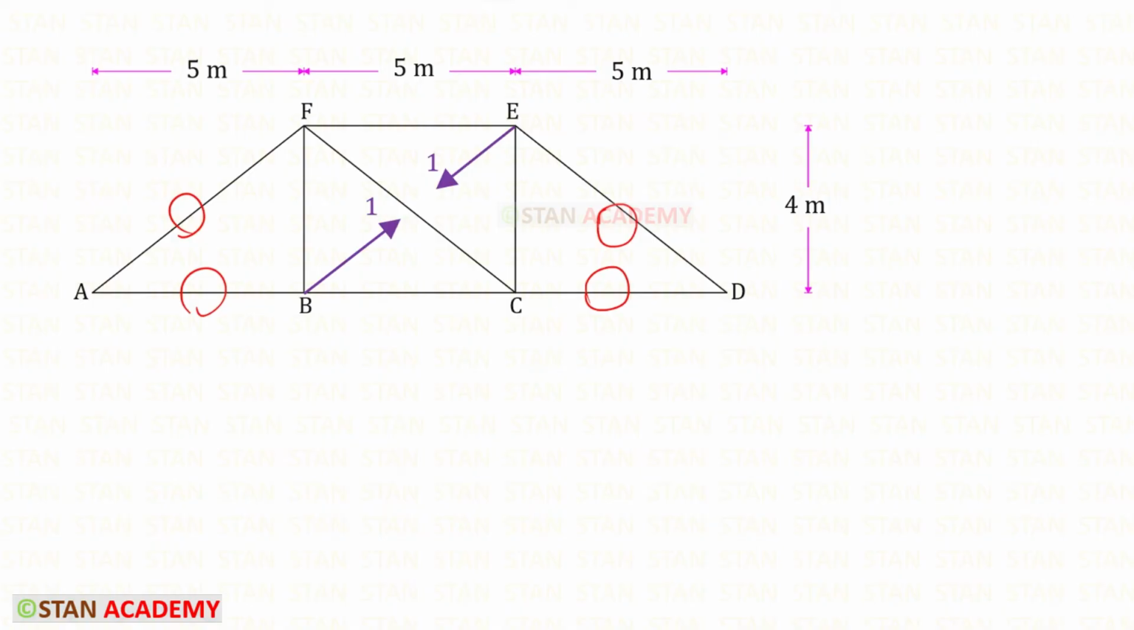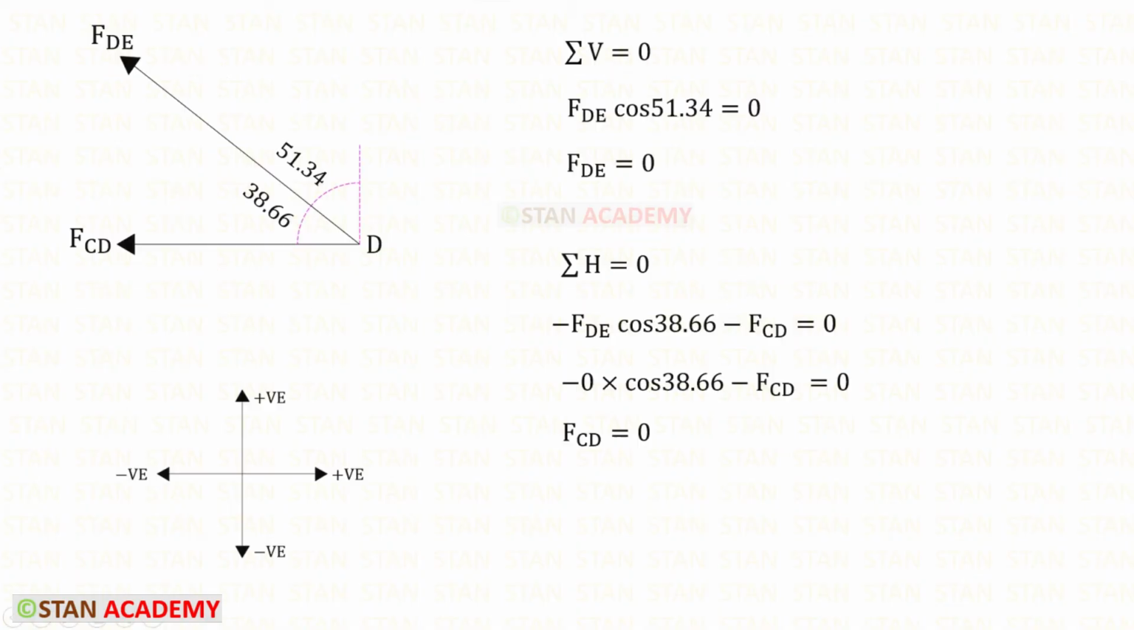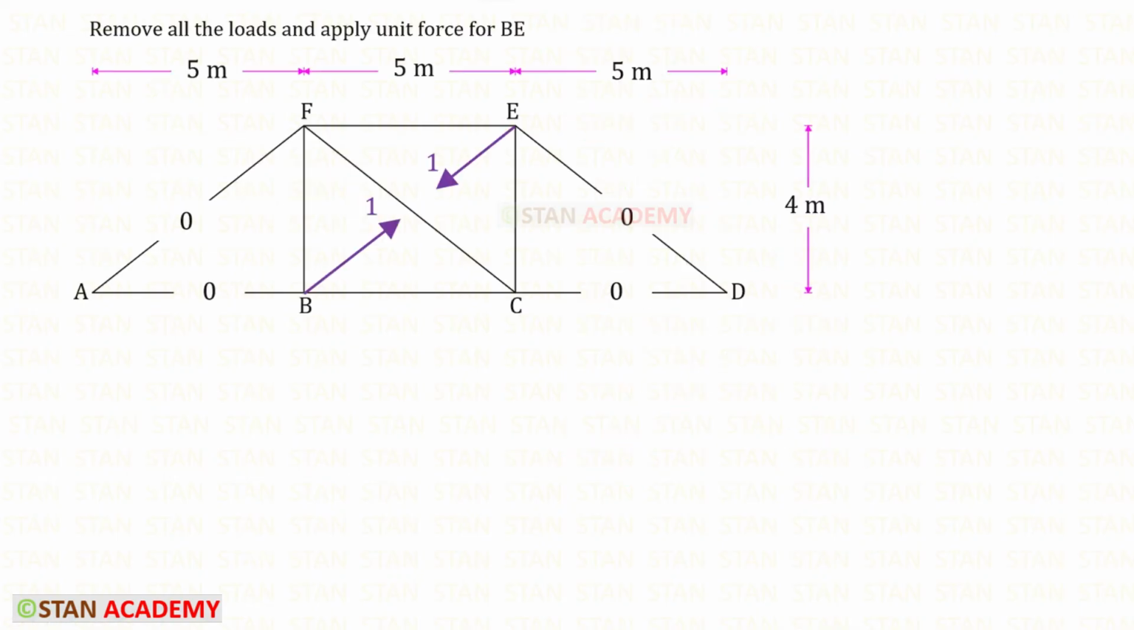It will be very helpful for you to find the zero force members and how to find the member forces with the shortcuts. If you cannot find the zero force members using the shortcuts, let us take the joint D and see how the member forces will become 0. When we use this rule, FDE will be 0, and when we use this rule, FCD will be 0. But if you know the shortcuts, no need to do these. Directly we can apply 0. Now let us take the joint E and find the member forces. ED is the zero force member, so no need to take that.